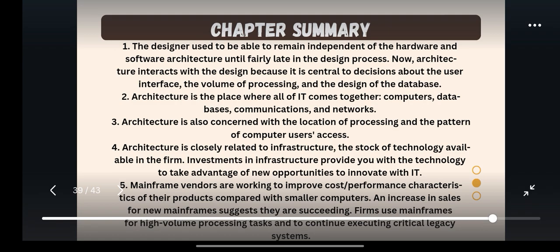Fifth, mainframe vendors are working to improve cost or performance characteristics of their products compared with smaller computers. An increase in sales for new mainframes suggests they are succeeding. Firms use mainframes for high volume processing tasks and to continue executing critical legacy systems.